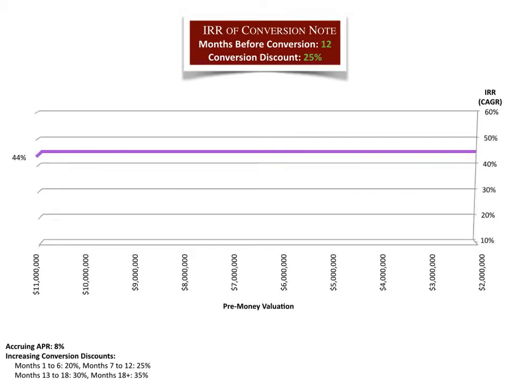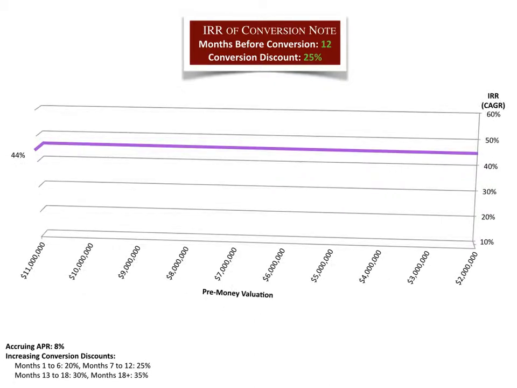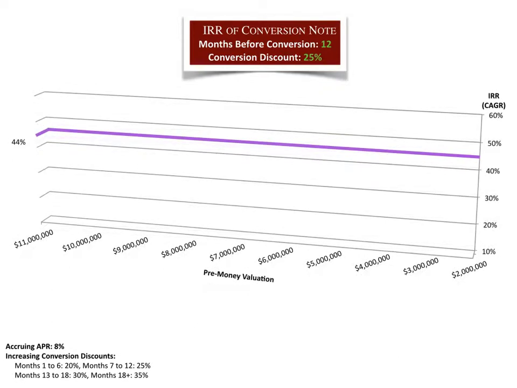Investors should not evaluate returns based on a discrete two-dimensional perspective, but should consider a third dimension of time. As you will see in this illustration, the risk-adjusted return deteriorates rapidly over time. I've calculated risk-adjusted return, or the internal rate of return, by calculating the compounded annual growth rate. As you can see, the conversion discount increased from 20 to 25% in month 12.